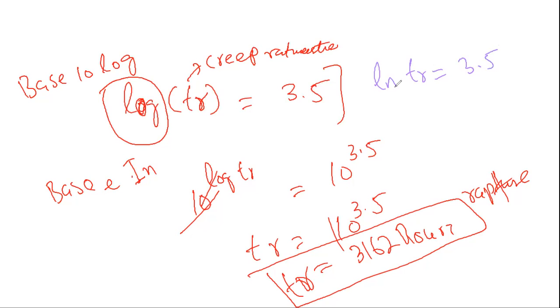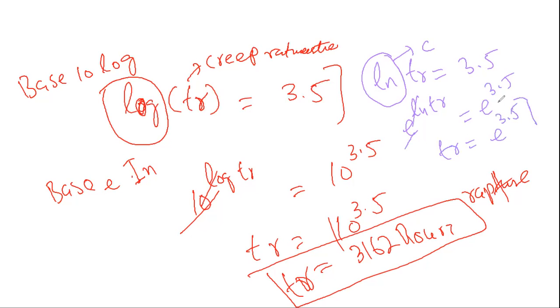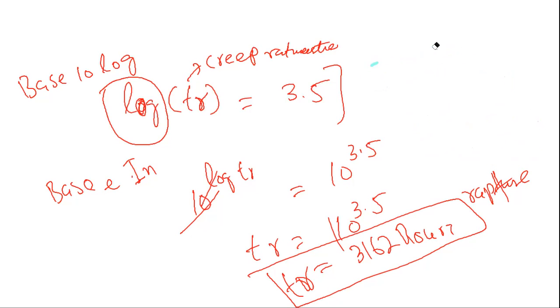No. Okay, so this is ln. So put E. E to the ln TR is equal to E power 3.5. So these two will cancel and TR is equal to E power 3.5. Right? It will be 33. But this is just for your understanding, right? So now you understand.